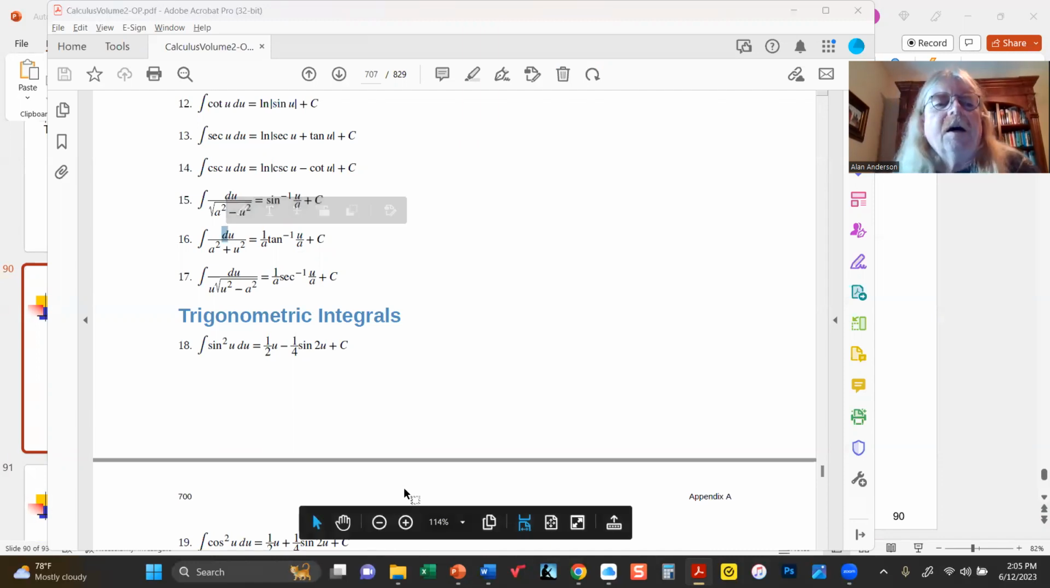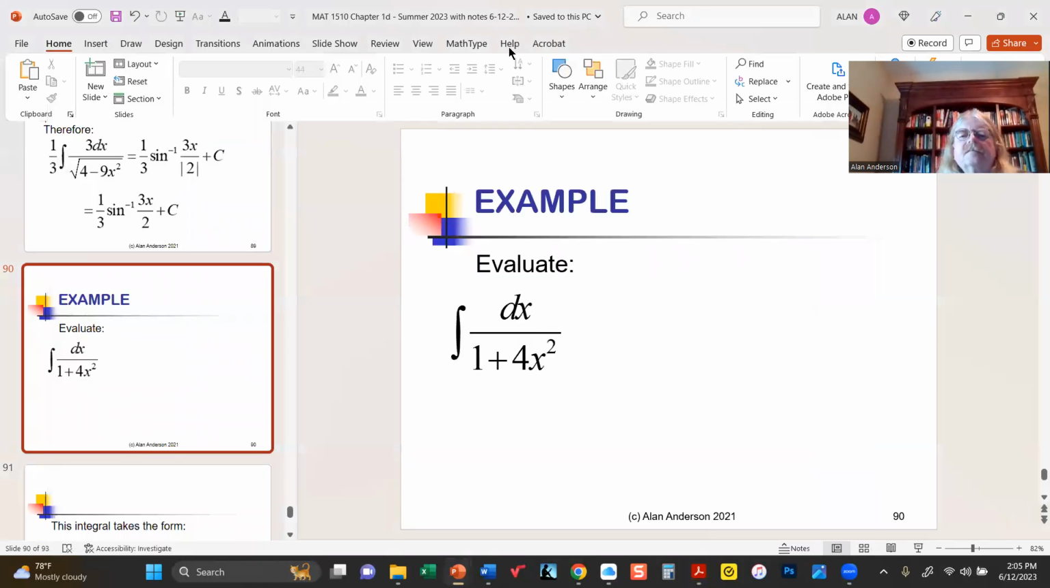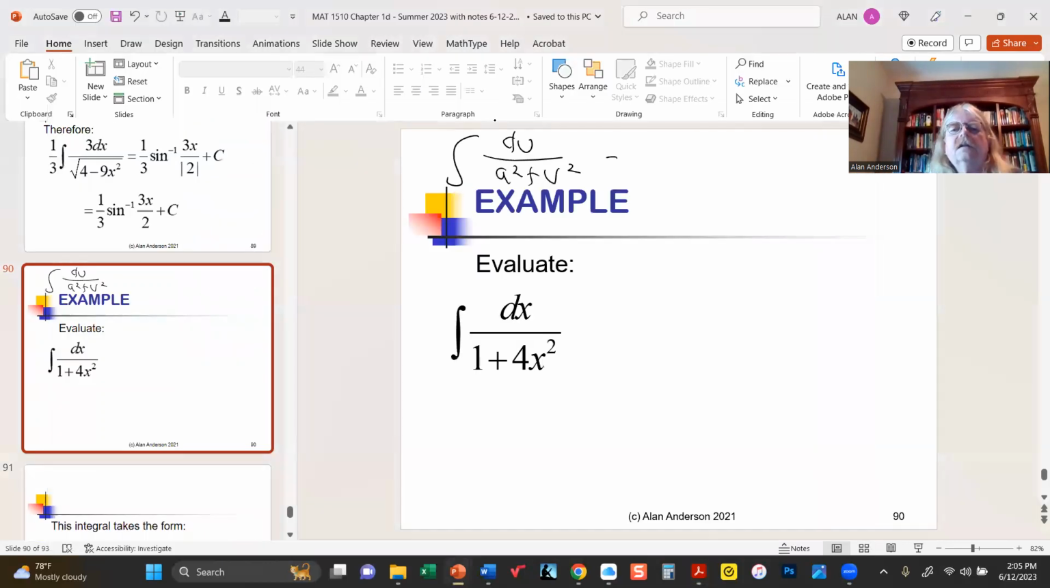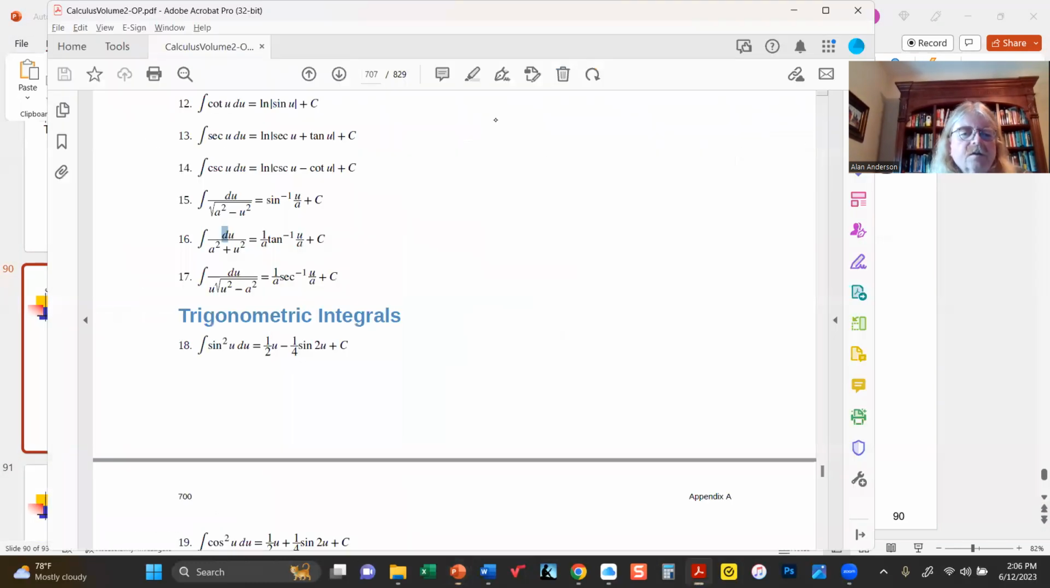Now here's a candidate. It turns out the integral of du over a squared plus u squared, notice the lack of square root, equals 1 over a arctan of u over a plus c. So it looks like that's the one that we're dealing with here.